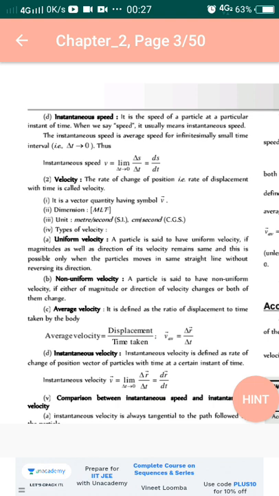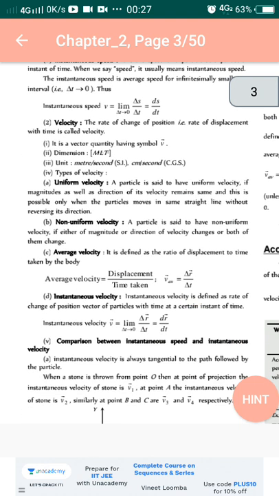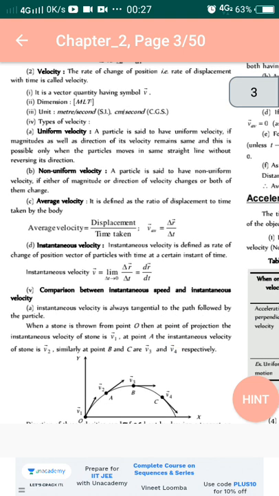Then average velocity is defined as the ratio of displacement to time taken by the body. Average velocity equals displacement upon time taken. That is, average velocity equals delta r vector by delta t.